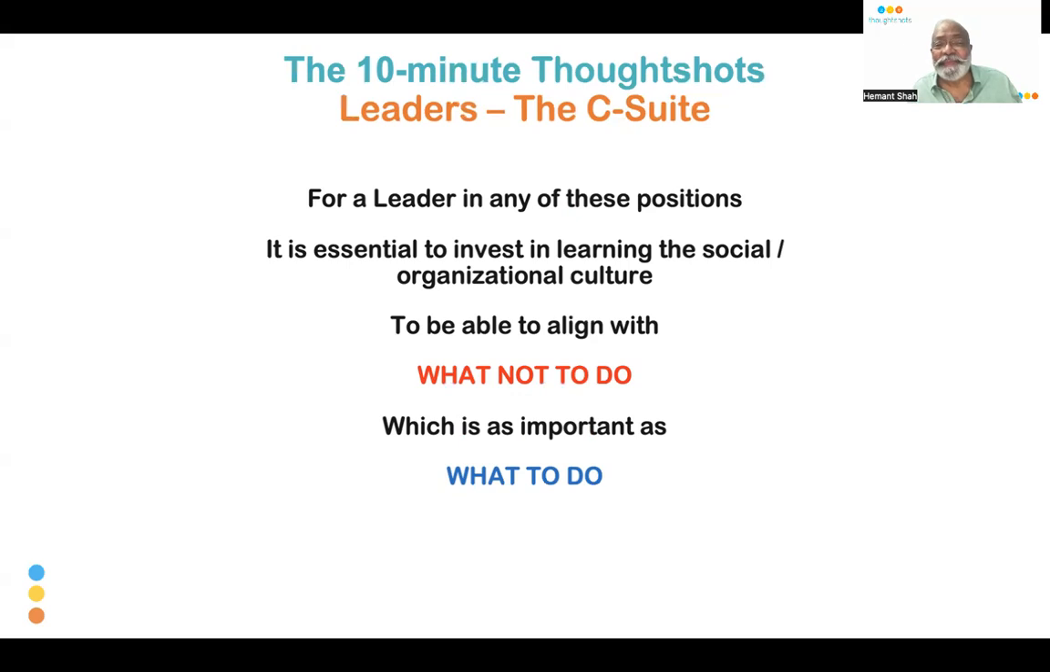As an ender, for any leader in any of these positions, no matter which position I talked of, it is essential to invest in learning the social and organizational culture of the organization or society at large. Because to be able to align with all of that, he should know what not to do. He should know what not to do. And trust me, that is as important as knowing what to do.